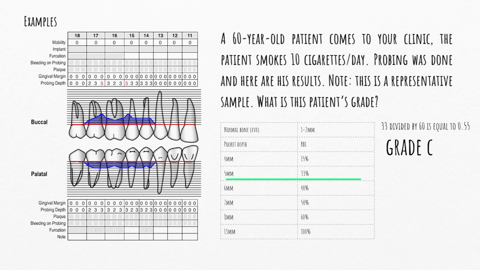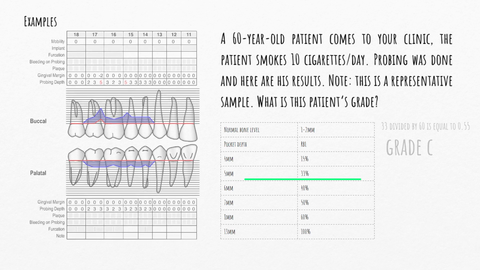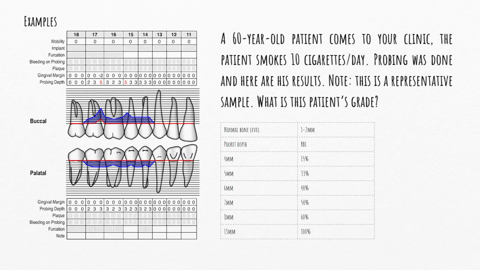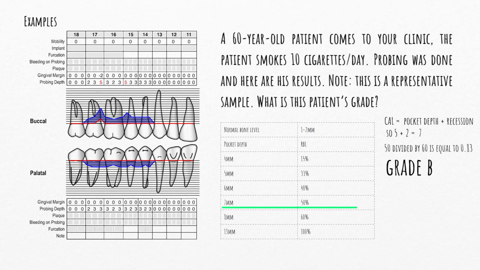What if there was a recession of 2 on tooth 1-7? In this case, we have to calculate CAL, which is the pocket depth plus recession. So 5 plus 2 will be 7 here, which corresponds to 50%, and 50 divided by the age, which is 60, is equal to 0.83, which is grade B. In the question, it says the patient smokes 10 cigarettes per day. This will modify our grade from B to C.